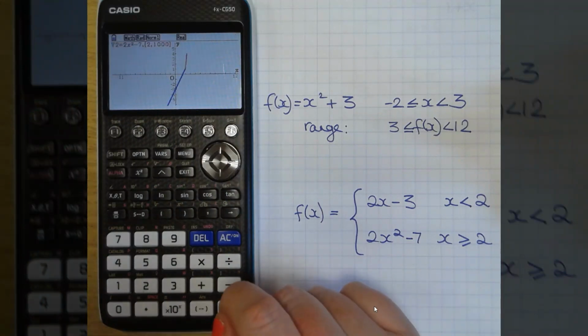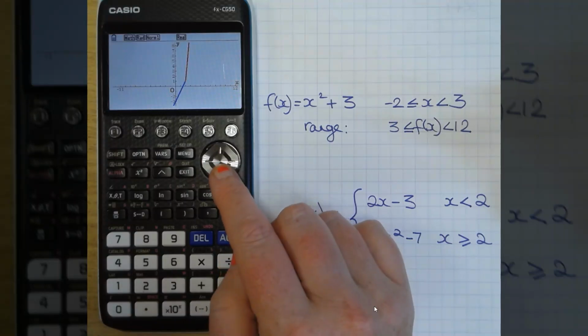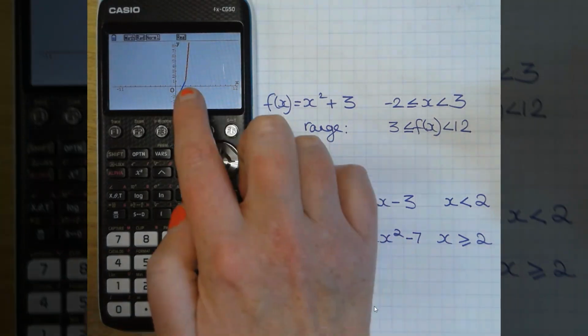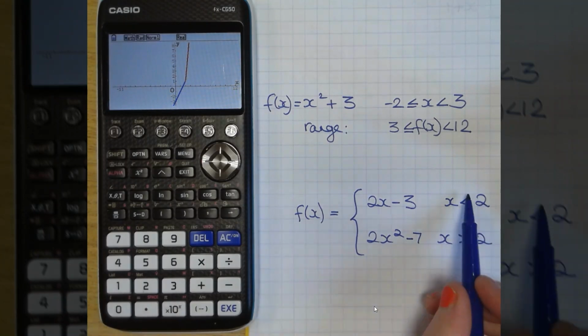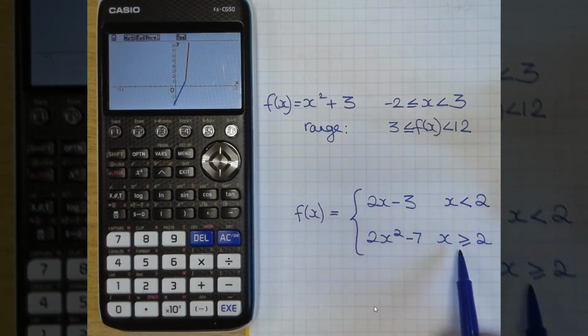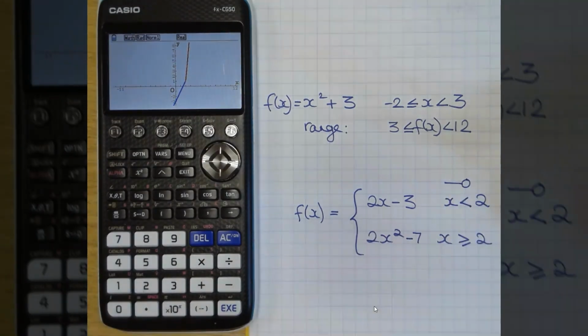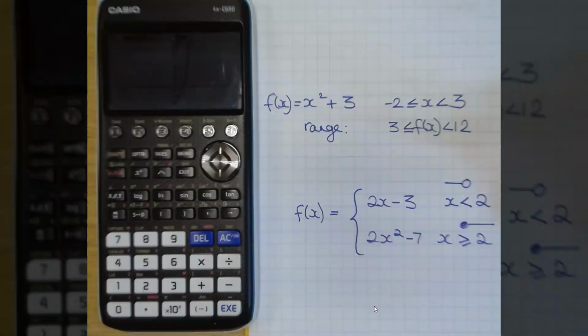So if we zoom out a bit, we can see that we're going to have them coming up to 2, and we can see that at that point where they both meet is the point 2, 1. Now obviously if we were going to sketch this, we can see that it's less than 2 and greater than or equal to 2. So we know that the one that's less than would end in an empty circle, and the one that's greater than would end in a filled in circle.